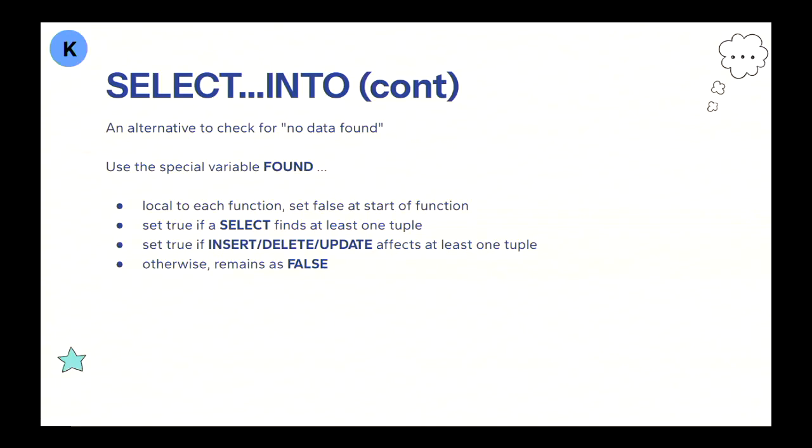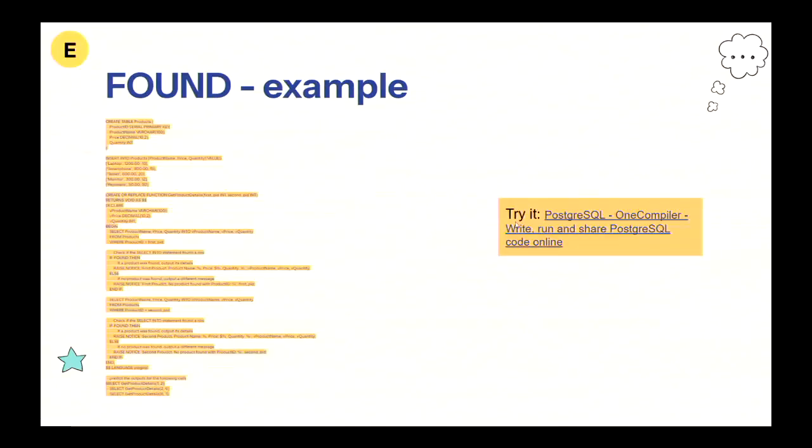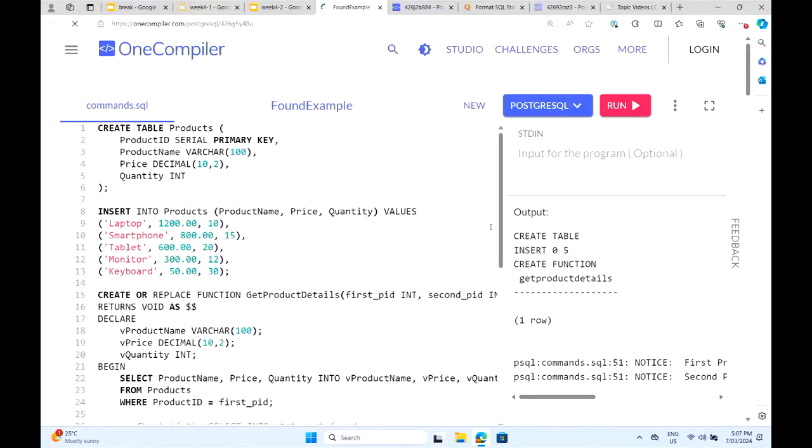And the value of this variable could also be affected by other statements like update, insert, and delete. So if insert, delete, or update affects at least one row, then this found variable is also set to true. Otherwise, this value will remain false. So this is the behavior of this variable. And let's have a look at an example here.